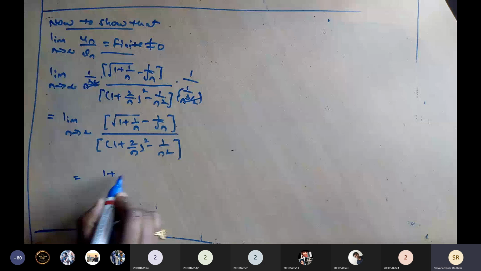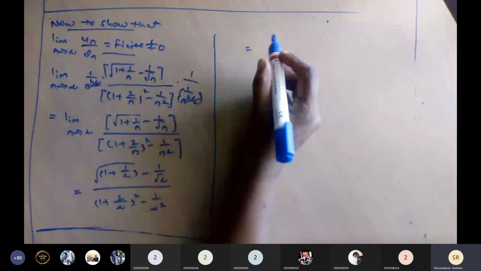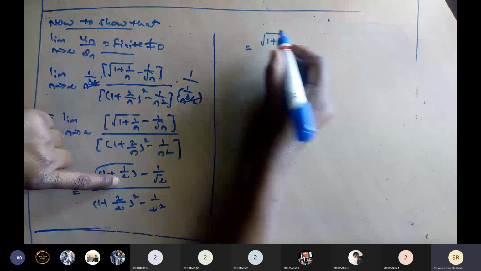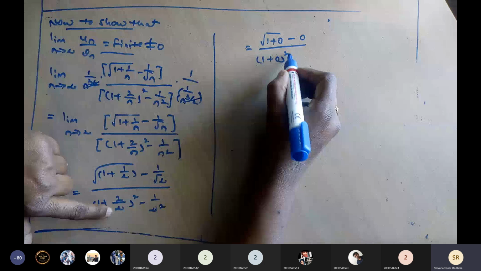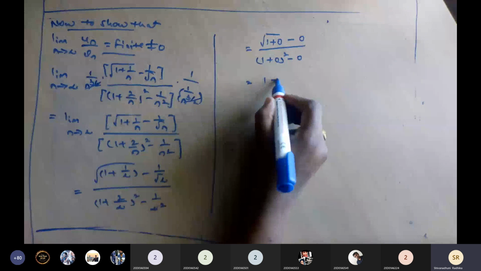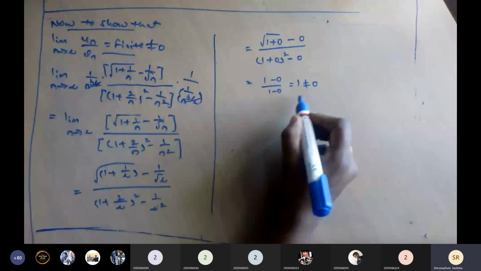So that equals under root of 1 plus 1 by infinity, which is 0, minus 1 by root infinity, and root infinity is infinity, so 1 by infinity is 0, by 1 plus 2 by infinity, which is 0. 1 plus 0 whole square minus 1 by infinity, which is 0. Root 1 is 1, minus 0 by 1 minus 0. So this is 1, which is not equal to 0, which is a finite value.